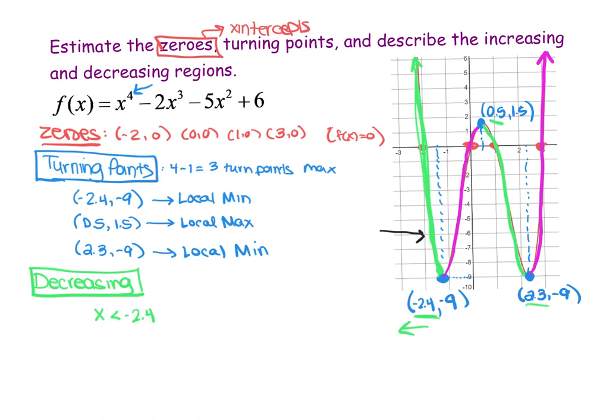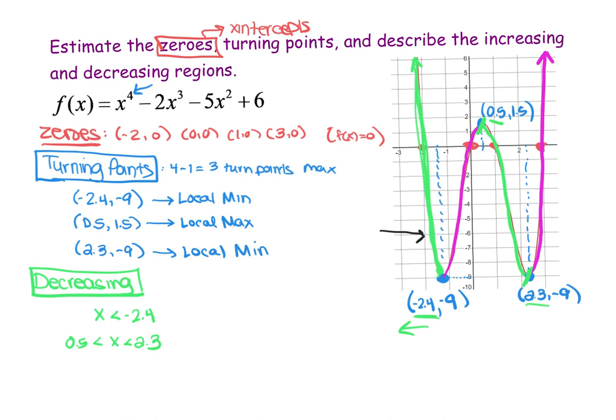So what I'm going to do here is put x in the middle, and I'm going to say the graph is also decreasing when the x values are bigger than 0.5 and they are less than 2.3. So notice here that it starts at 0.5 and then it stops decreasing at 2.3.